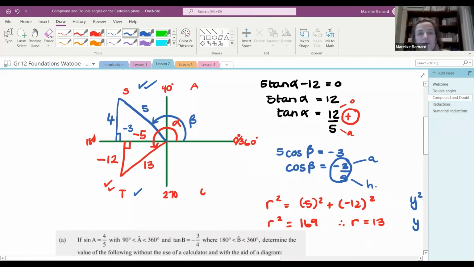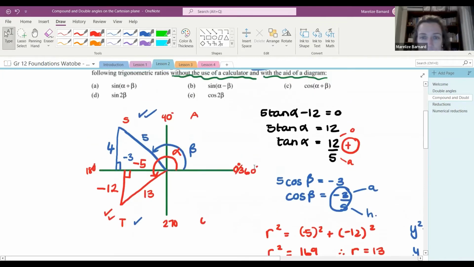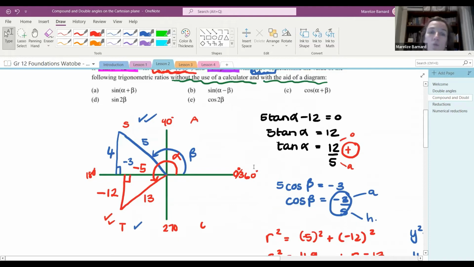Okay, great stuff. Now we are finally at a point where we can answer some questions. That is all the work you have to do to be able to answer this question. You have to draw two triangles, place them in the correct quadrants, and calculate their missing sides using Pythagoras. Let's go to the first question. I'm going to do the first question with you, and then I'm going to give you a chance to do the next question on your own.